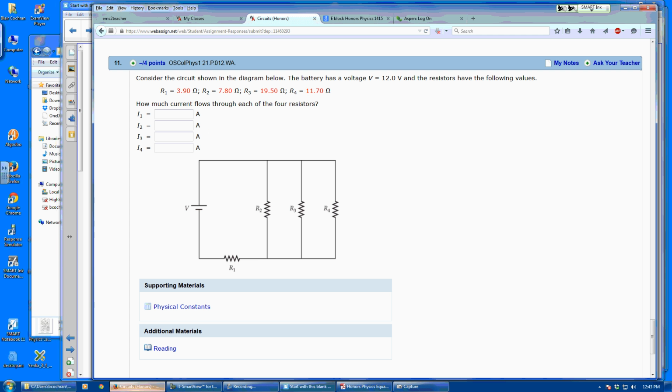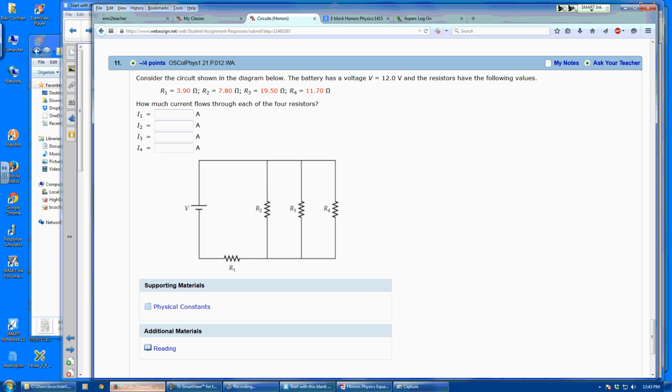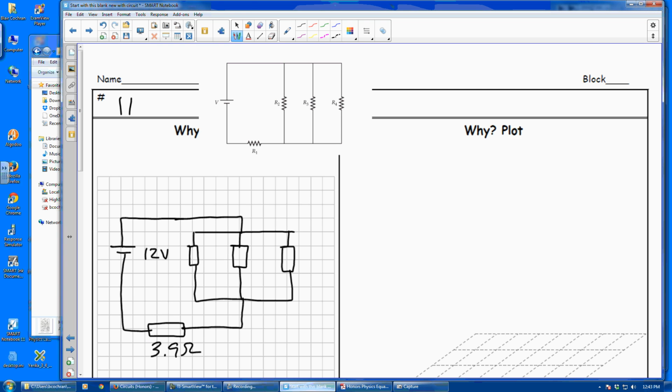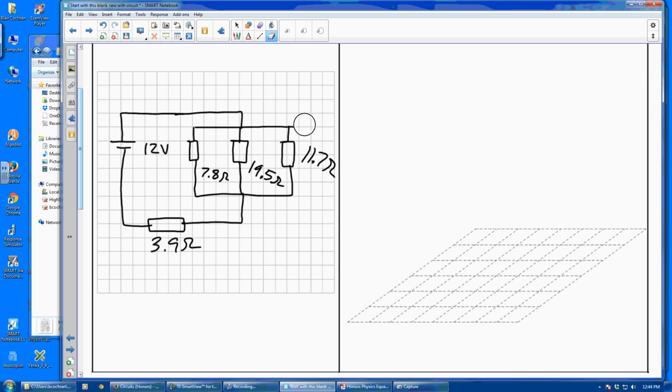And now I need my values. 12 volts. R1 is 3.9 ohms. R2, 7.8. R3, 19.5 ohms, and R4, 11.7. All right, so there, besides a couple places where I ran over, like here, that's a pretty passable circuit diagram. Ideally, all my resistors would be the same size and things like that, but in general, that's okay.